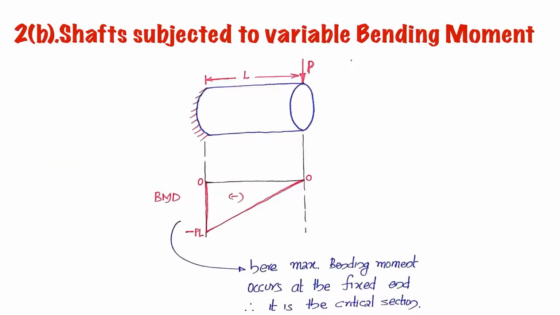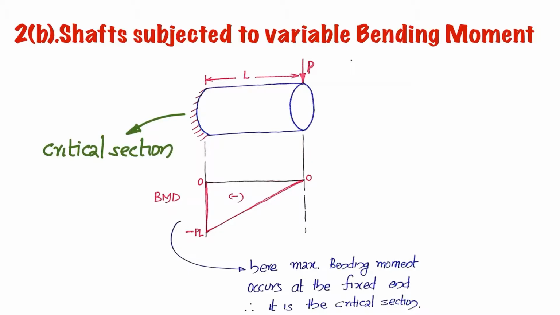Here the load is a bending moment, and if you draw the bending moment diagram, it varies in a triangular manner. You have studied in MOS how to draw the bending moment diagram as well as the shear force diagram. For a shaft subjected to a vertical load at the end, a variable bending moment is developed, and the maximum bending moment occurs at the fixed end. So the fixed end will be the critical section or critical cross section.